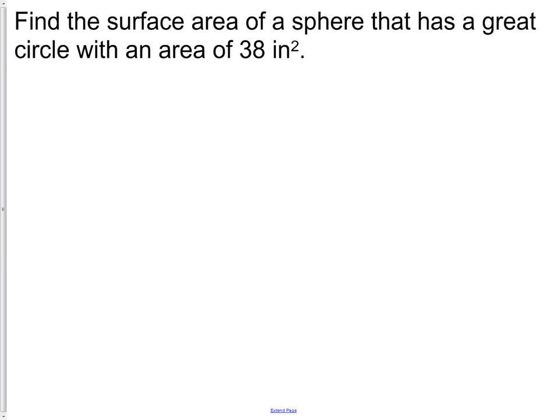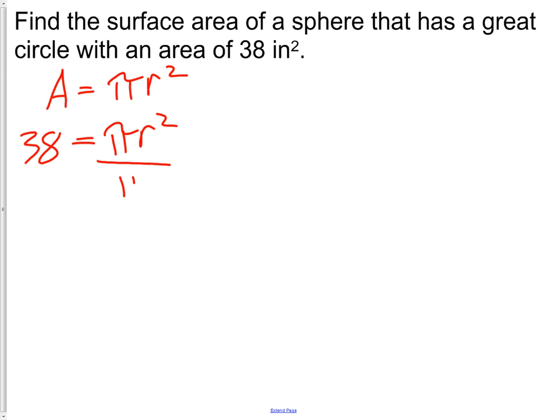Find the surface area of a sphere that has a great circle with an area of 38 inches squared. First off, we need to remember the area of a circle is pi r squared. We know the area of the great circle is 38, so we need to solve this. The first thing we're going to do is divide by pi, and get to the point where I have 38 over pi equals radius squared. Now I'm going to take the square root.